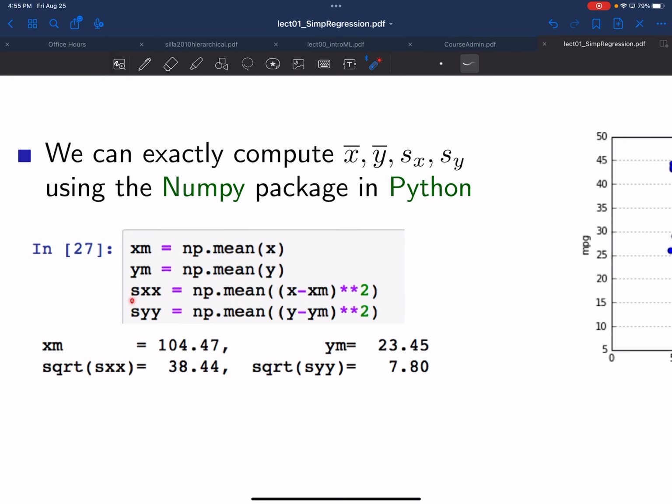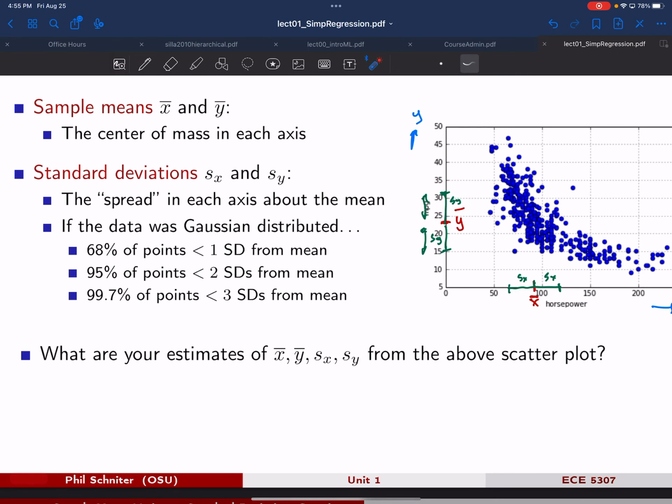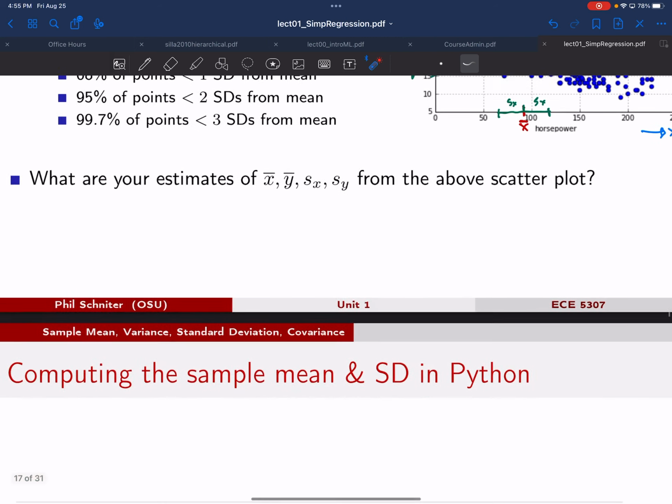So I'm calling it SXX. Here I'm computing the variance. So here we have the mean of x minus the sample mean, and this star star 2 is squaring in NumPy. So it's 38, so maybe I underestimated here. It's a little bit wider than what I guessed, but you get the point.